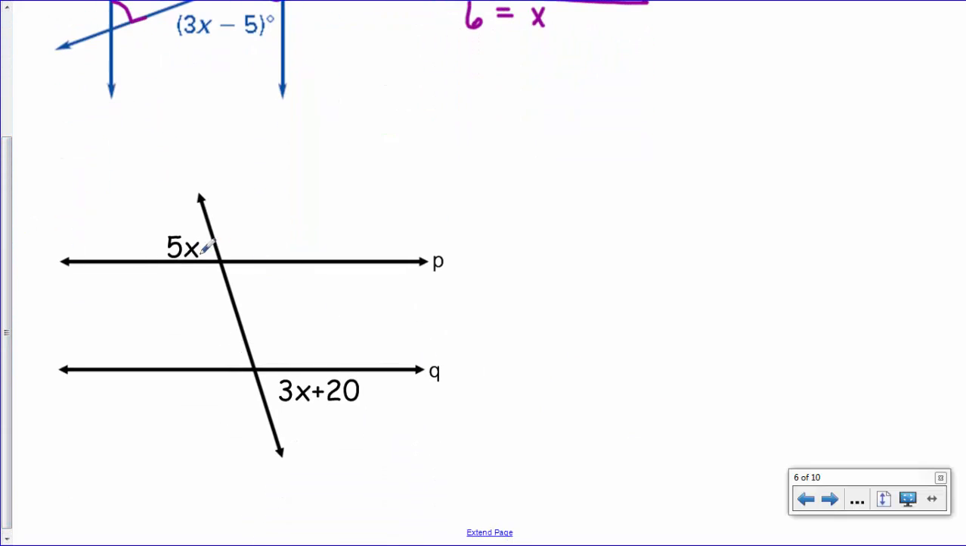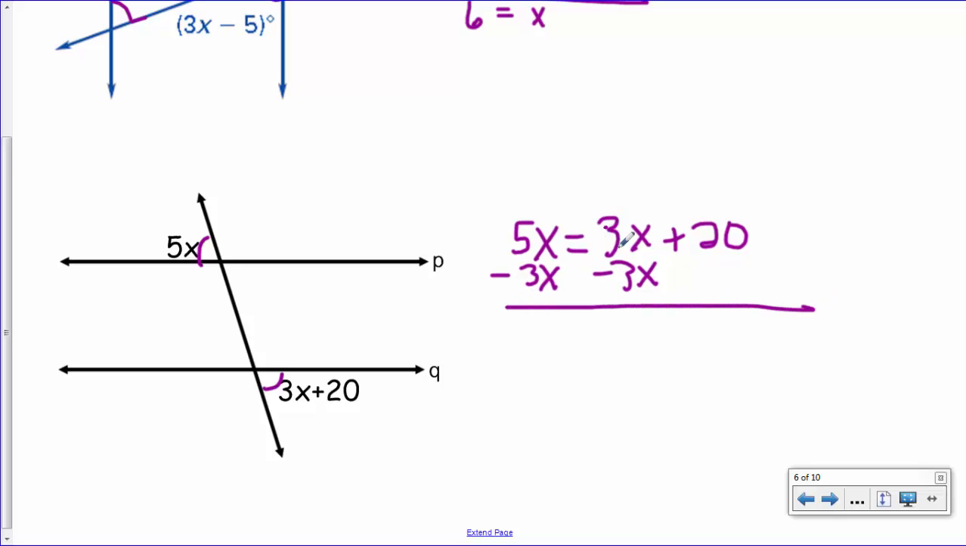In our next example, we have alternate interior angles, which are congruent or equal once again, as we know, so we set them equal to each other. Subtract 3x from both sides. So 2x equals 20. Divide both sides by 2. x equals 10.